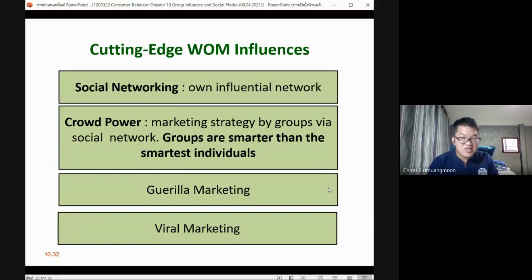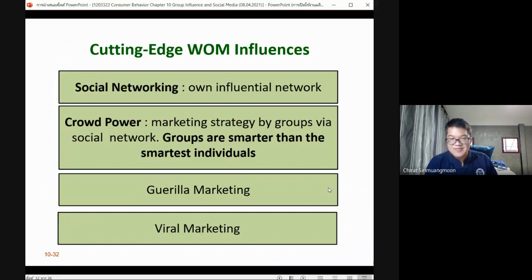Social media networking is like you have a network on a social platform like Facebook or Instagram. But crowd power is actually when you have more groups, more membership in groups like a fan page or a specific space where you can talk about something online.